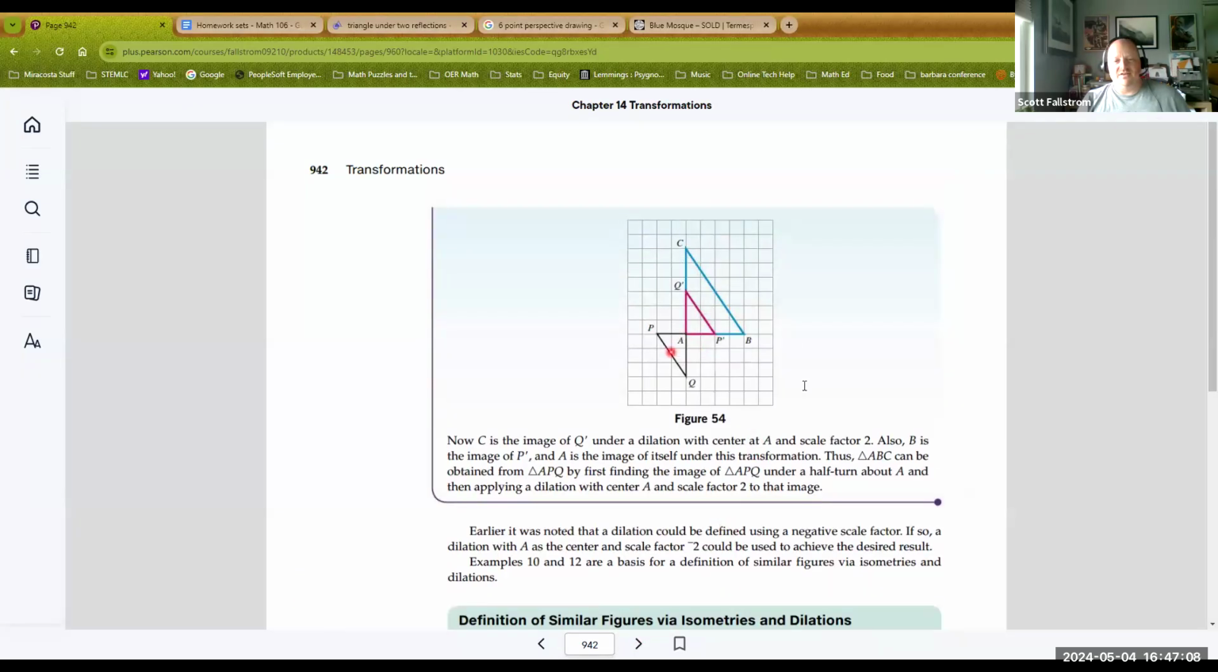So the way they're showing you in the textbook, the author said, why don't I do a rotation of 180 degrees? And that puts the new shape right here. And then I can scale it up from point A and push it out to get to that new shape. And that is perfect. There's nothing wrong with that. Okay.